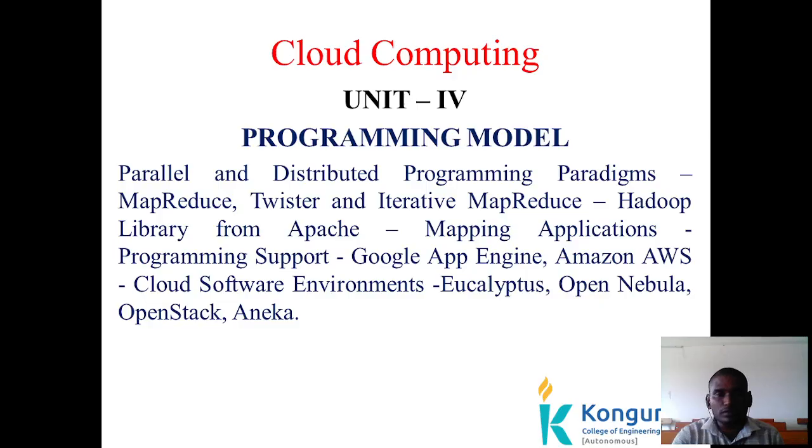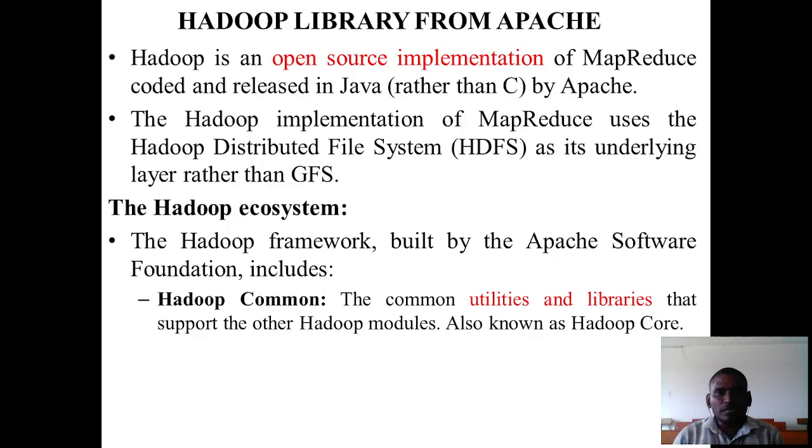Okay, in the fourth unit we are going to discuss the parallel and distributed programming paradigm, MapReduce, twisted and iterative MapReduce, the Hadoop library from Apache, mapping applications, programming support, Google App Engine, Amazon AWS, and Microsoft Azure, and cloud software environments like Eclipse, OpenNebula, OpenStack, and Aneka. These are the programming model concepts we are going to discuss in cloud computing. In that, I am going to explain the Hadoop library from Apache. That's the Hadoop concepts.